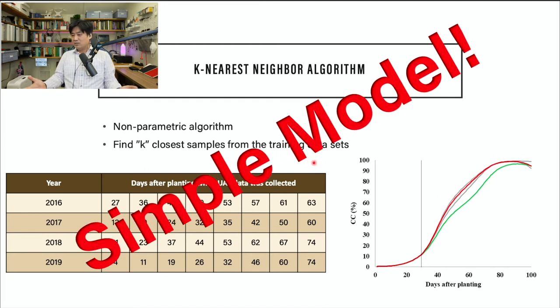So with this, we're going to say that this is simple enough. There is mathematically nothing complicated, very, very simple. But this is data-driven, and we're hoping that this kind of simple model can work pretty well to predict in-season growth for the cotton field.